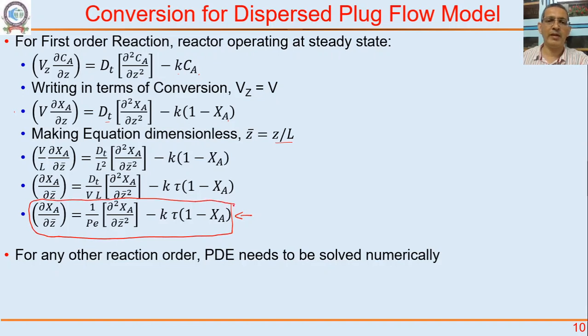Our Peclet number was something like 8 or 9. See the lecture, that lecture, and this is the value. So if I have to calculate conversion, I will have to solve this partial differential equation numerically, and then we will be able to calculate what the conversion is. Fortunately, these things have been done and put in the form of a chart for us to use.